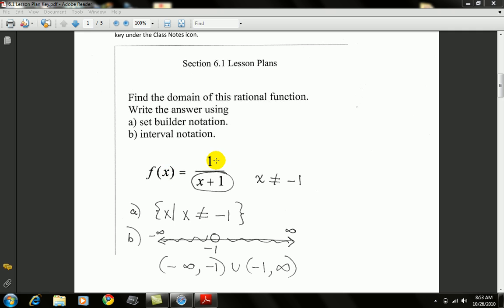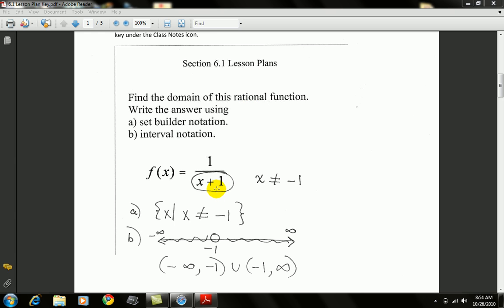First of all, the reason this is called a rational function is that it is the ratio of two polynomial functions. One is a polynomial, x plus 1 is a polynomial. One's on the top, one's on the bottom. That's why it's called a ratio.